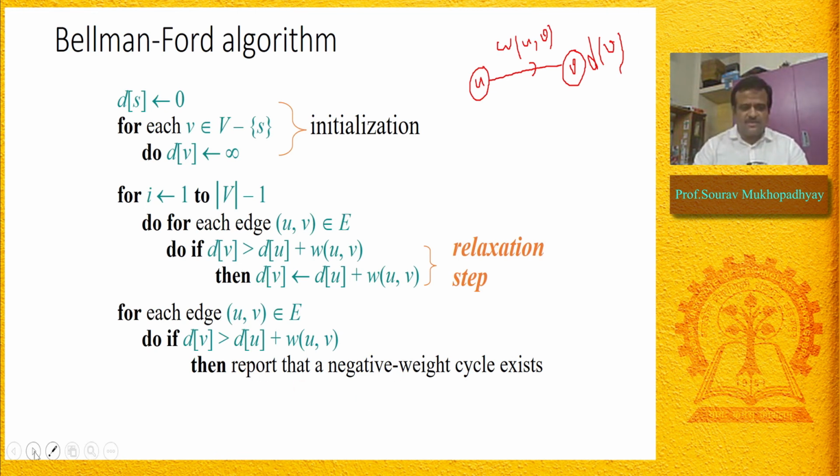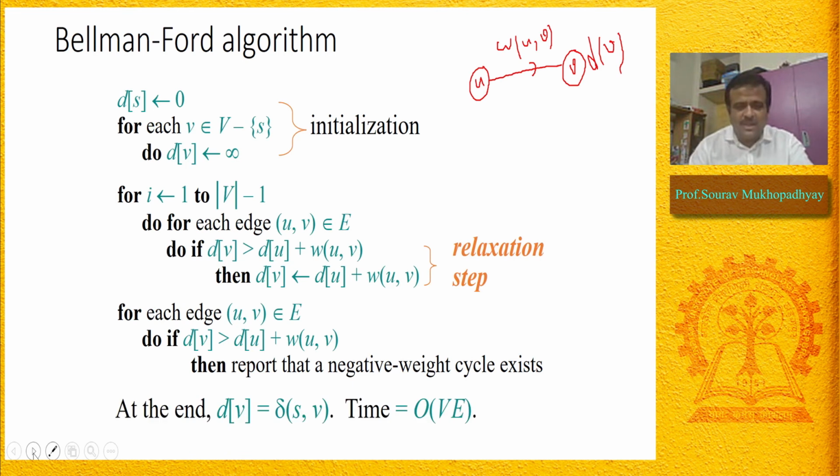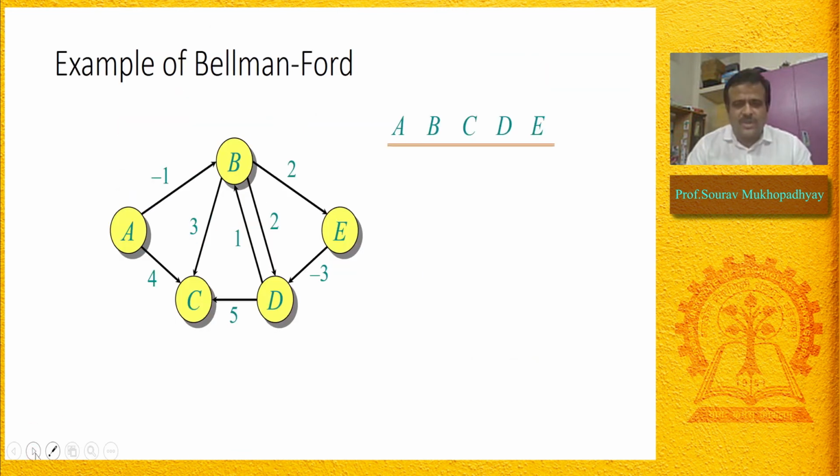So this is the pseudo code. We will take a quick example, and at the end it will be delta of S comma V, or it will report a negative cycle. And what is the time complexity? Time complexity is V into E. Let us take a quick example.